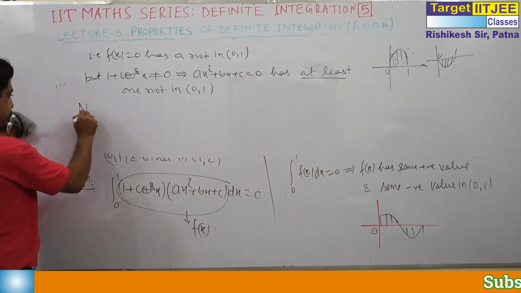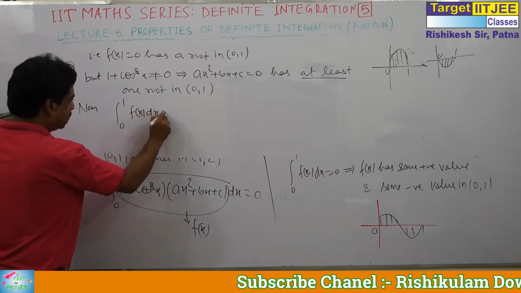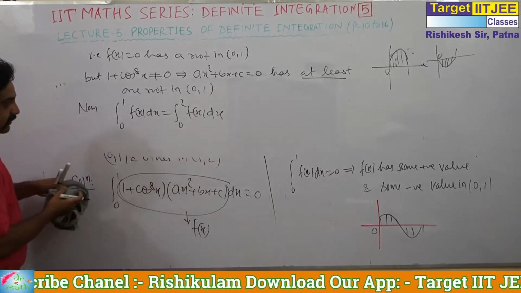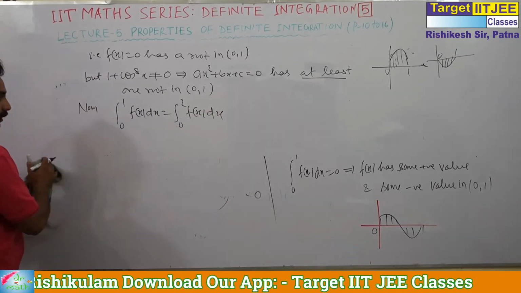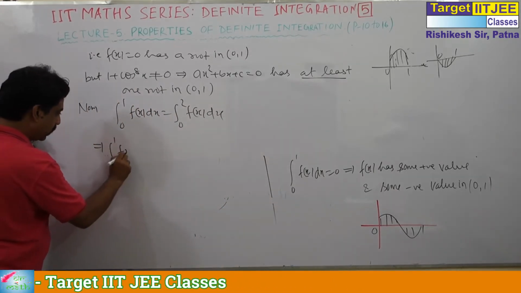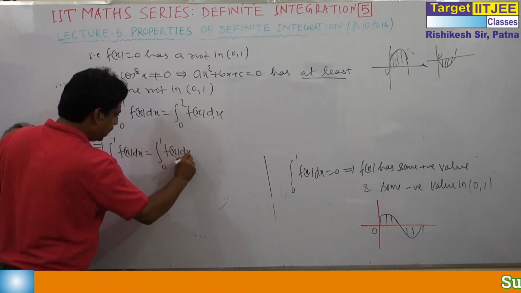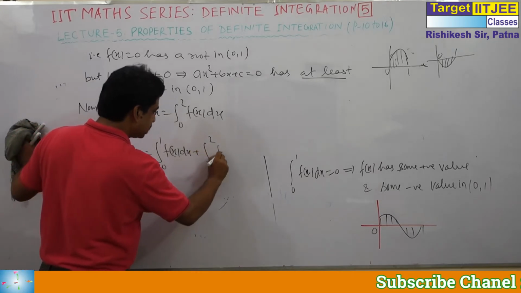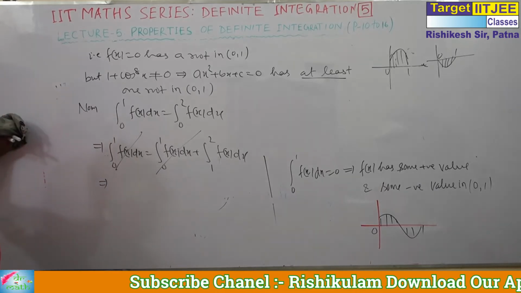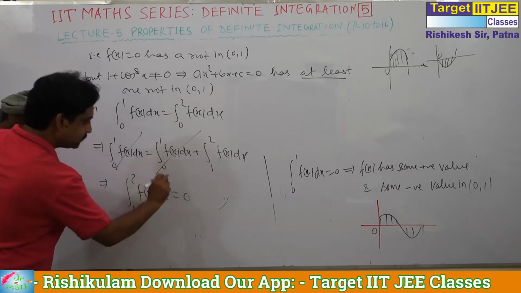Now, integral 0 to 1 f(x) dx is equal to integral 0 to 2 f(x) dx. Actually we are taking this as f(x). It implies what? Now do not take it 0 for the second part. This implies integral 0 to 1 f(x) dx is equal to integral 0 to 1 f(x) dx plus integral 1 to 2 f(x) dx. These two terms cancel each other, because of two different sets, so integral 1 to 2 f(x) dx is 0.